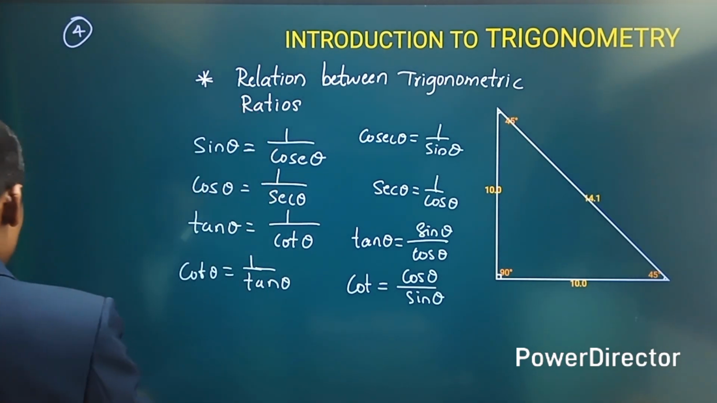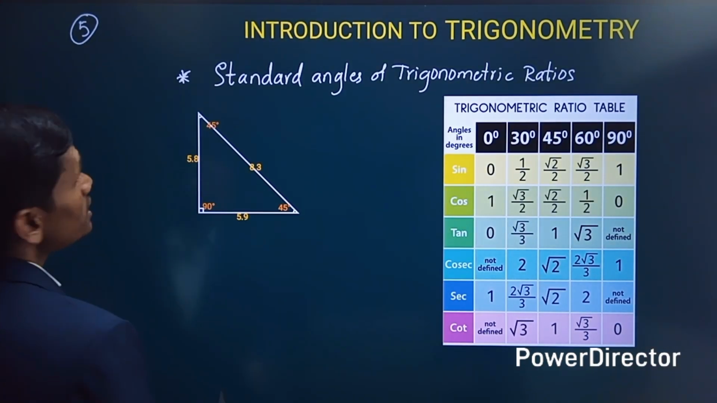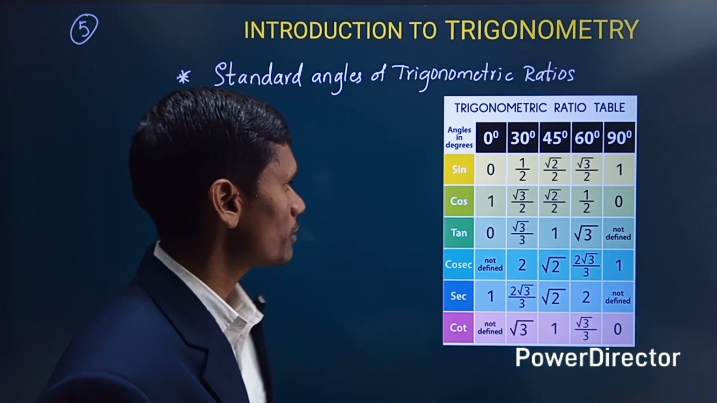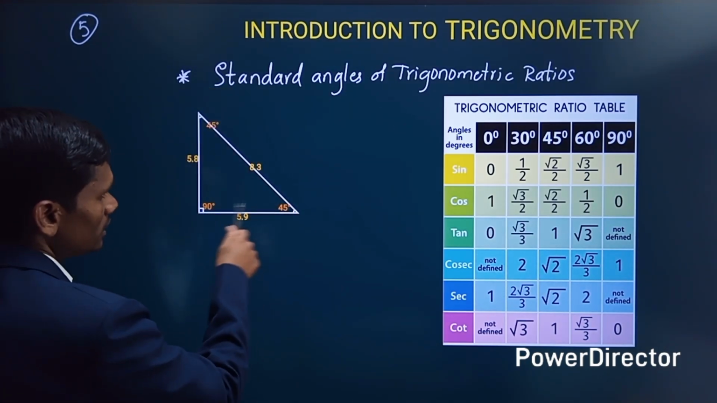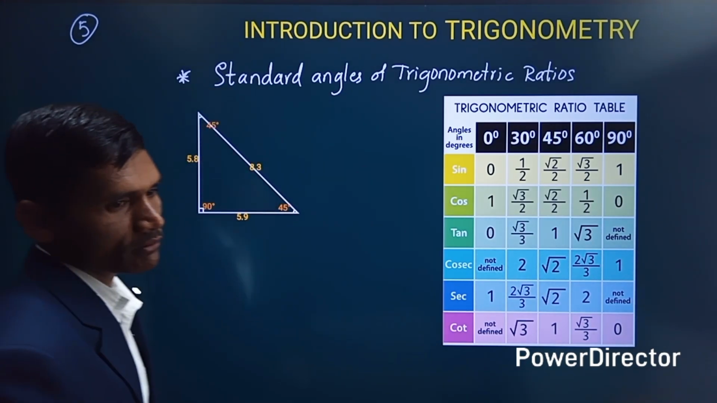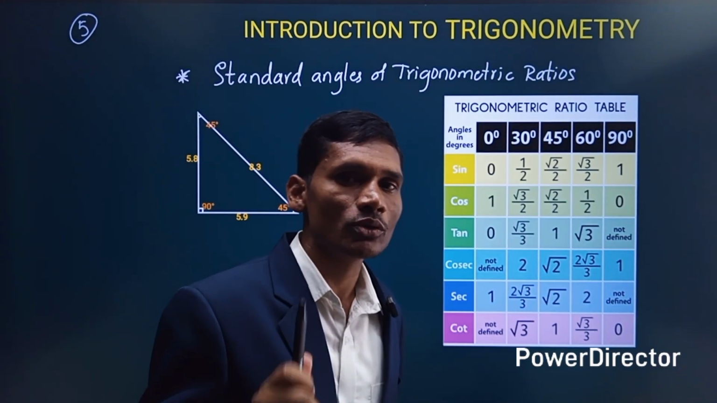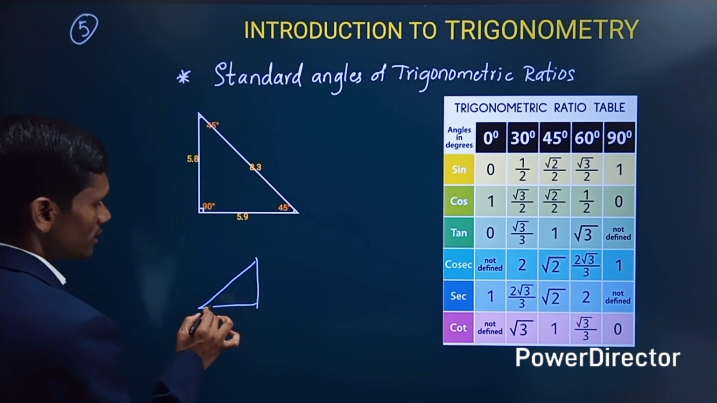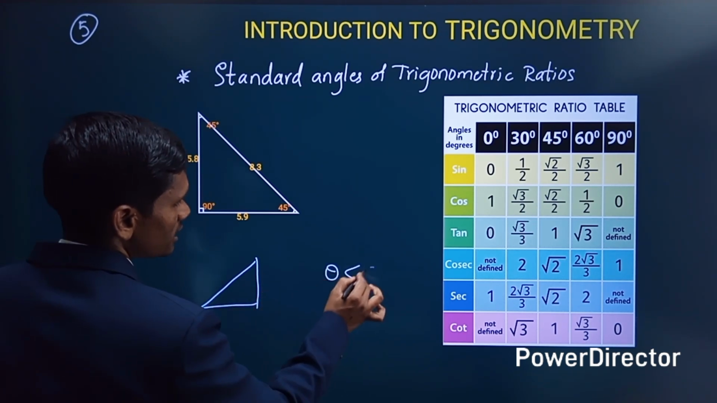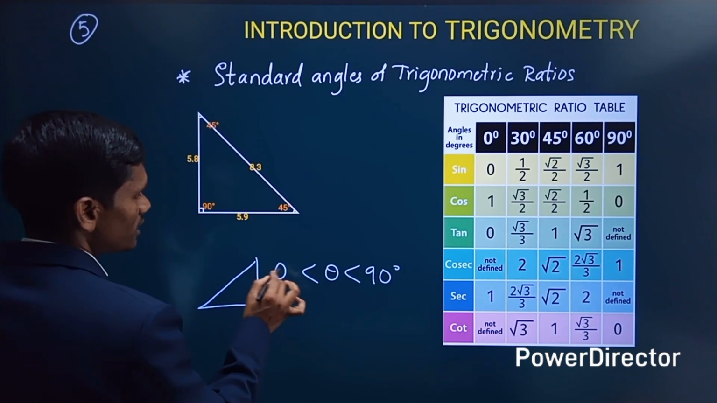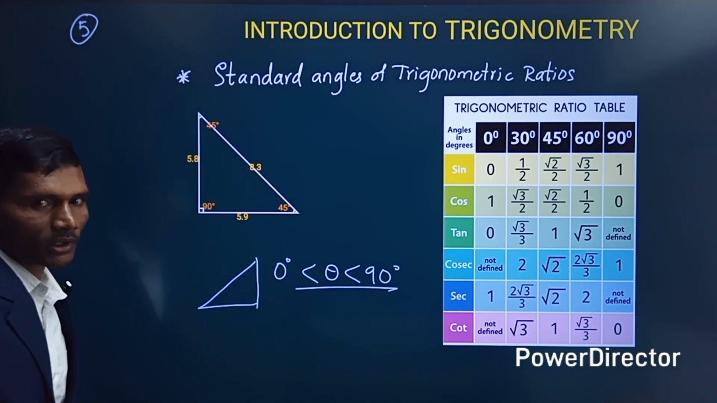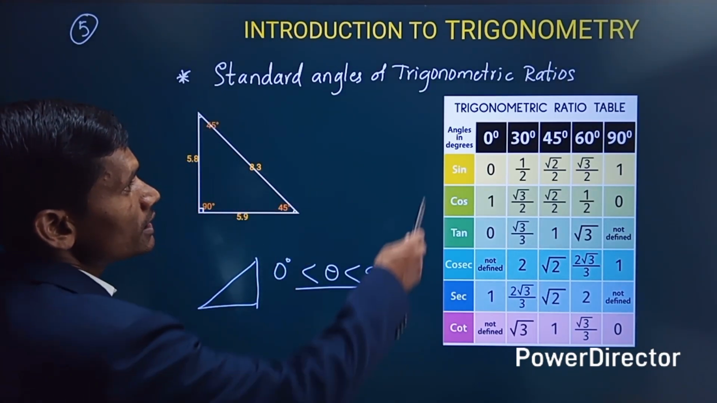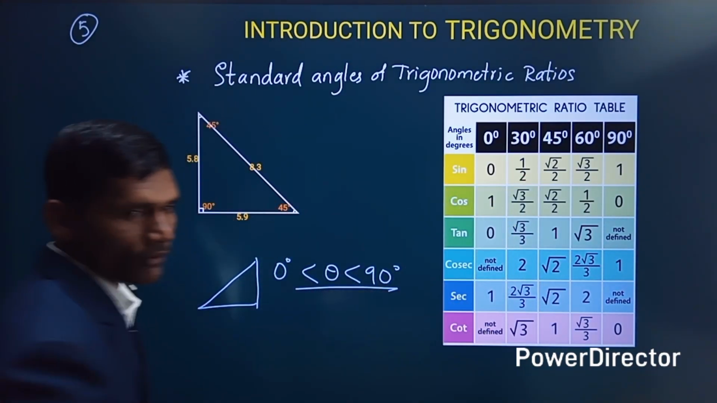Next, coming to standard angles of trigonometric ratios. What are these standard angles? If you are considering any triangle, this angle theta should be an acute angle, meaning it should be less than 90 degrees and greater than 0 degrees. Only for that it is applicable. In these trigonometric ratios, we are taking 0, 30, 45, 60, 90, right?